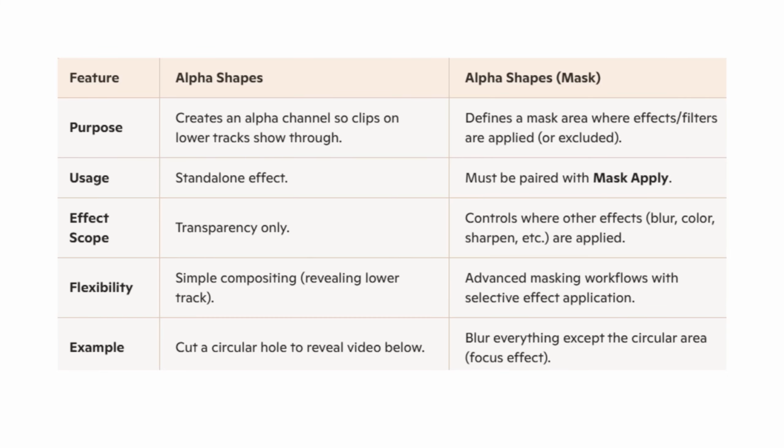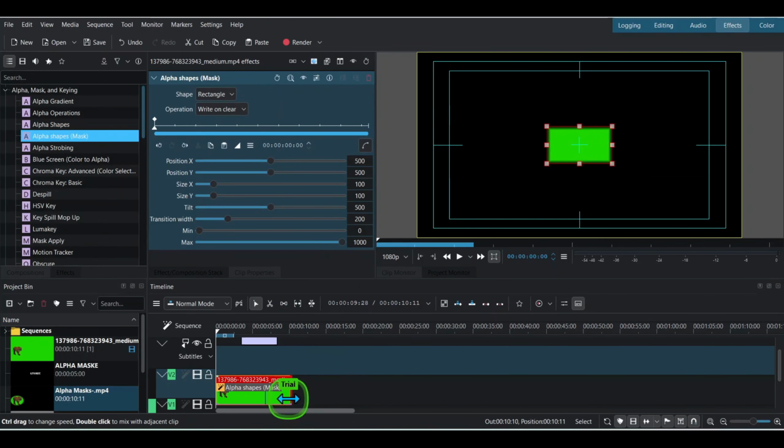Now that we got that out of the way, let's have a look at how to use the alpha shape effect itself. So here we have the alpha shape and we have the alpha shape mask. So let's use the alpha shape mask. Applying that to our clip, you can see already here creating this nice little rectangle, and then it's revealed there's no other clip below that, so it's only revealed the black background. Under the shapes, you can see you have different shapes there: rectangle, ellipse, triangle, and diamond. So let's go for the ellipse.